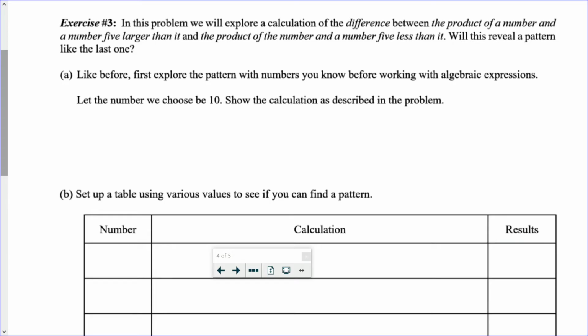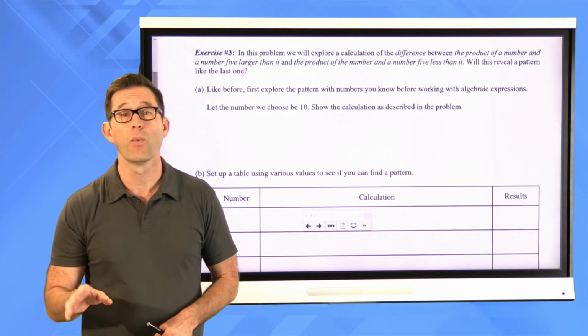Will this reveal a pattern like the last one? Like before, in letter A, we want to first explore the pattern with numbers that you know before working with algebraic expressions. So let's let the number we choose be 10. Show the calculation described in the problem. And again, this is an even more complicated calculation than what we saw before.